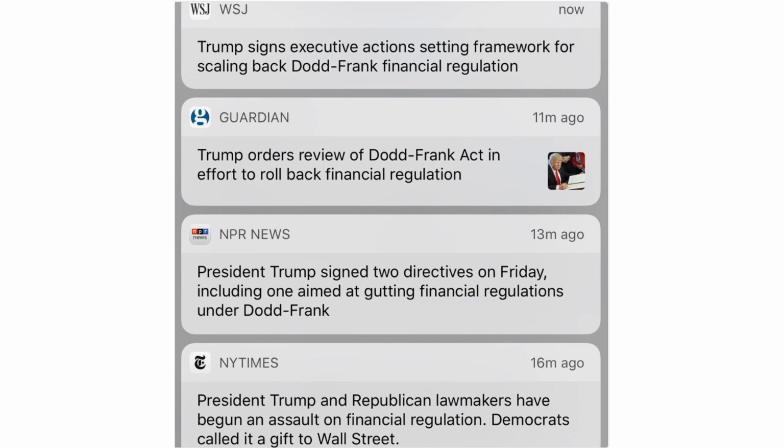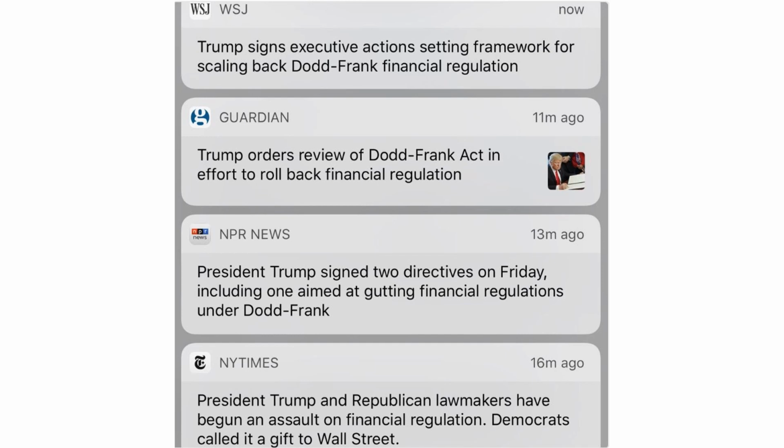The first one, which was found in the WSJ, says, Trump signs executive action setting framework for scaling back Dodd-Frank financial regulation. The second one from The Guardian says, Trump orders review of Dodd-Frank Act in effort to roll back financial regulations. The third news item, and they're all the same thing: President Trump signed 2 directives on Friday, including one aimed at gutting financial regulations under Dodd-Frank. While the fourth one from the New York Times says, President Trump and Republican lawmakers have begun an assault on financial regulations. Democrats called it a gift to Wall Street.